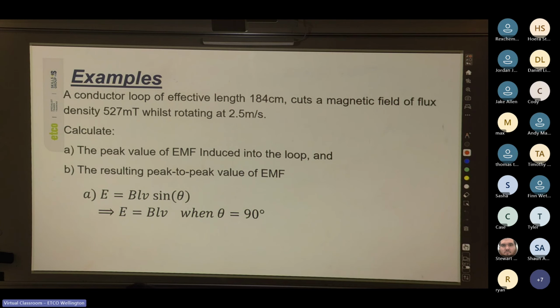So remember, B is the field strength and is measured in milliteslas. So we need to convert that to teslas. The length is in centimeters.